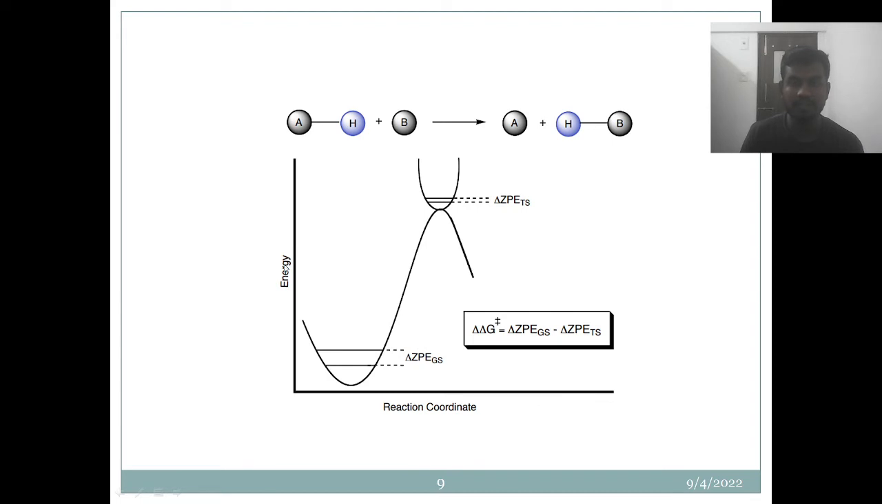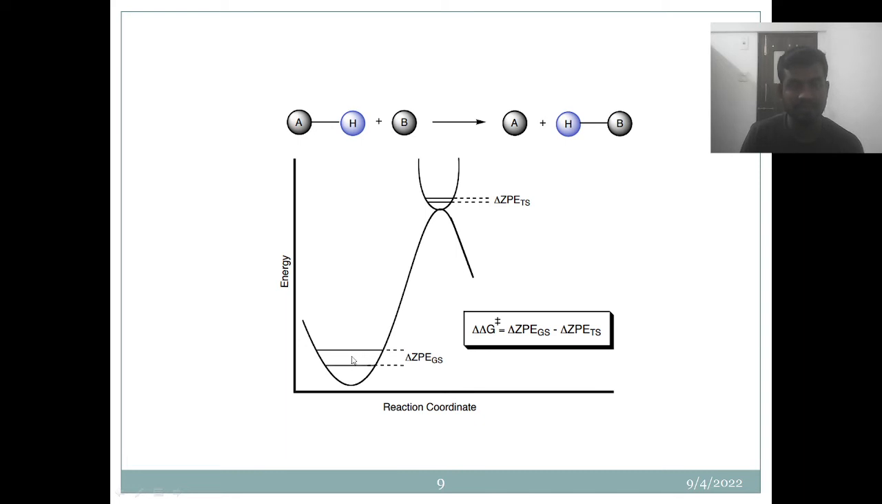I cannot write here anyway. So this difference in the ground state, this will be the difference between the CD and CH zero point energy. So delta zero point energy, the ground state difference, the difference of zero point energy in the ground state. So you see there is a high magnitude here.